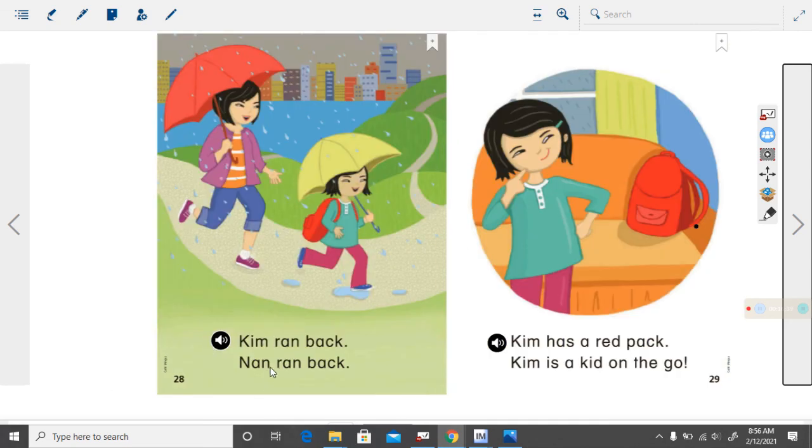Okay, we're on our last pages. Ready? My turn to read. Kim ran back. Your turn. Now it's my turn. Listen. Nan ran back. Your turn. Last page. My turn. Kim has a red pack. Your turn. My turn. Kim is a kid on the go. Your turn.